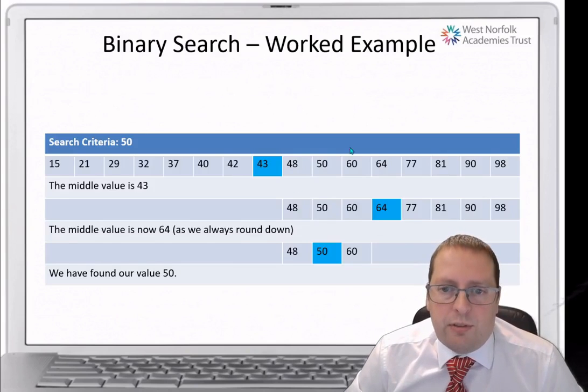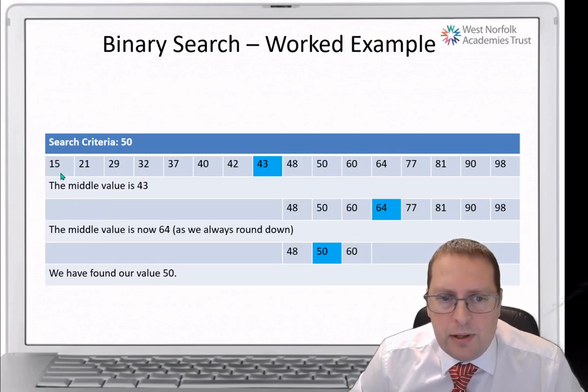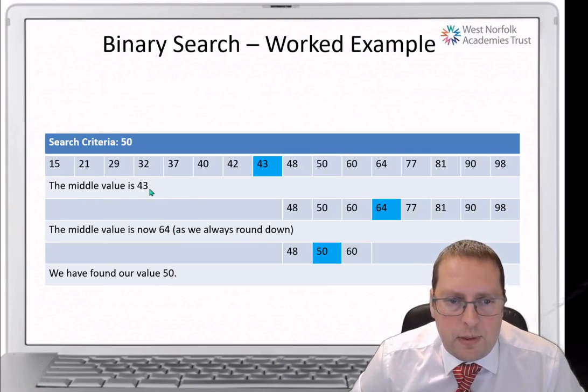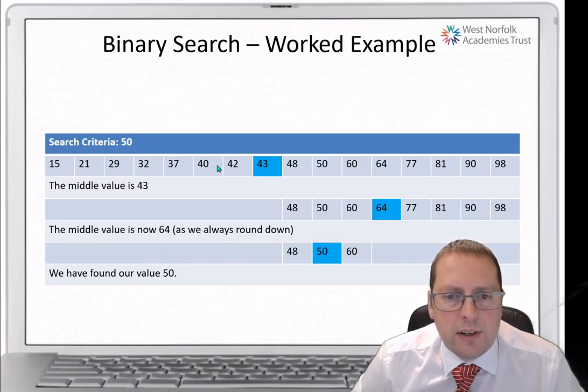So an example of a binary search, I've already talked one through, and I've got an ordered list. So the numbers go from the smallest number in the list, which is 15, up to the biggest number of 98. And the middle value is 43. Now I'm trying to find the value 50. So I've got number of items, search criteria, looking for the number 50. So let's just check we've got number of items: 1, 2, 3, 4, 5, 6, 7, 8, 9, 10, 11, 12, 13, 14, 15, 16. So I've got 16 items. So I'm looking in the middle, which is item number 8. 1, 2, 3, 4, 5, 6, 7, 8. So that's why I start at 43.